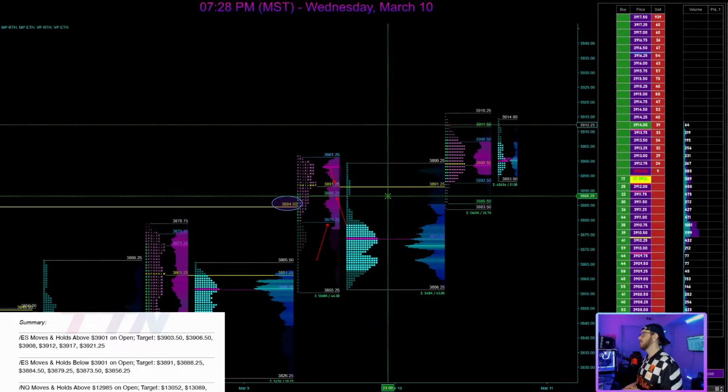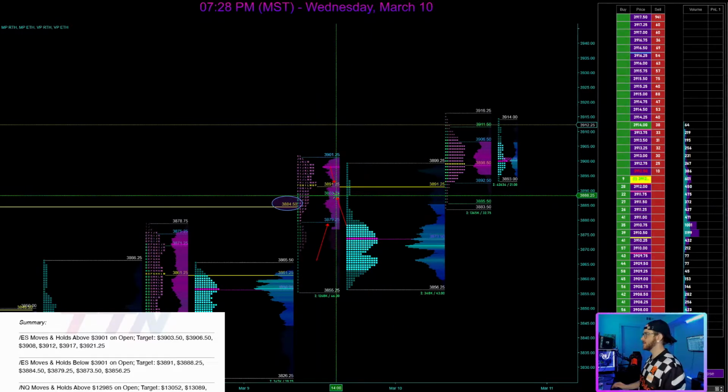So keep that level on your charts. Make sure you're keeping an eye on it and watching price's reaction to that 3880 level. Very, very important, guys. So that was the last downside target to get hit.